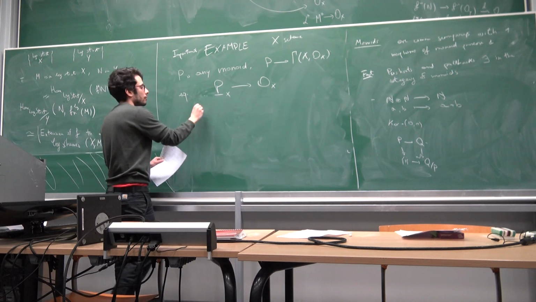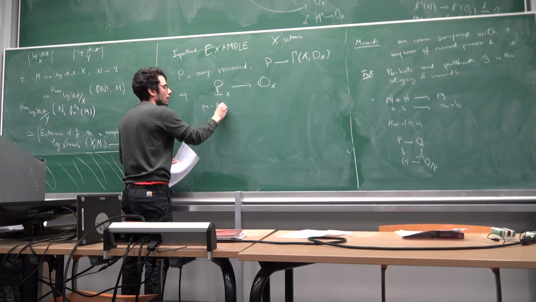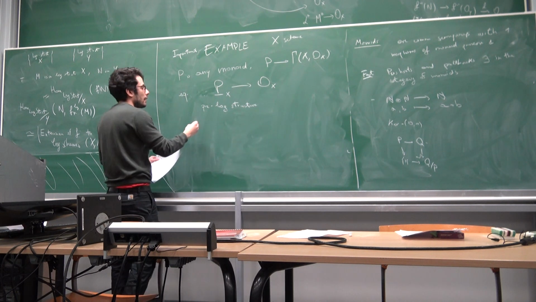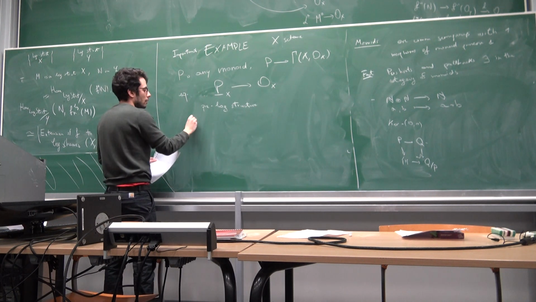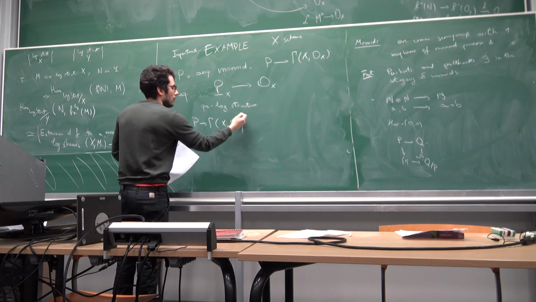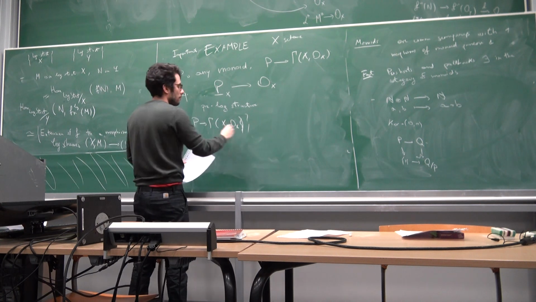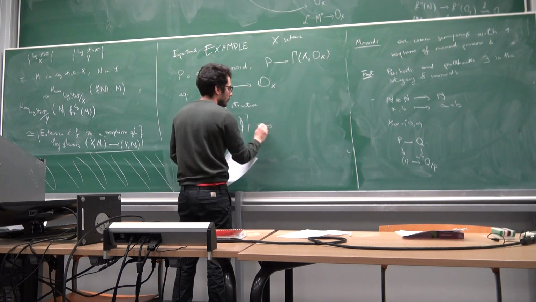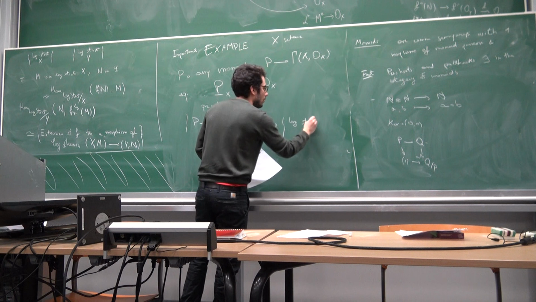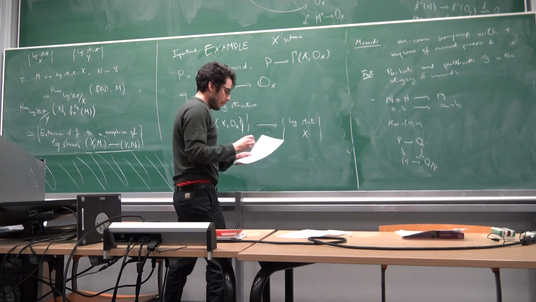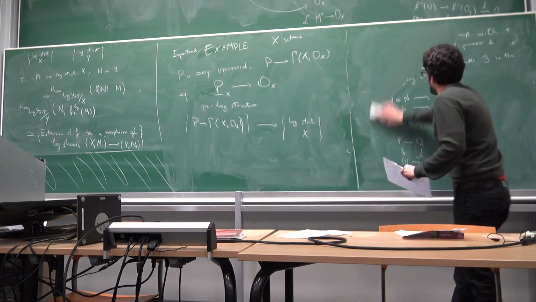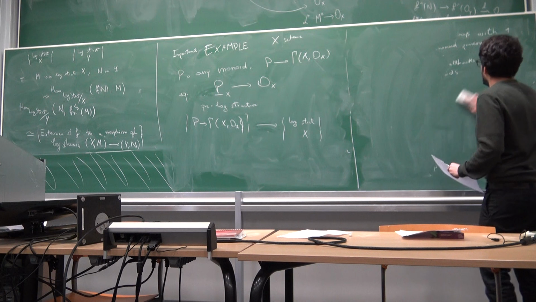So this is a pre-log structure. And taking the associated log structure, we get that every morphism of monoids will induce a log structure on X. And let me give you another description of this log structure.